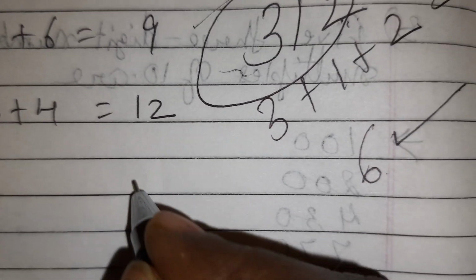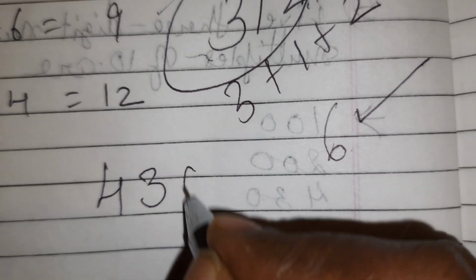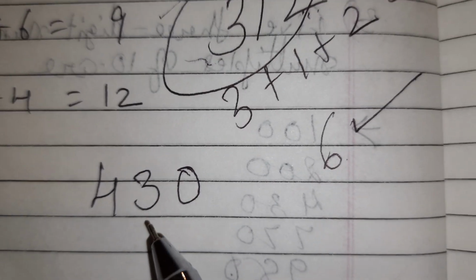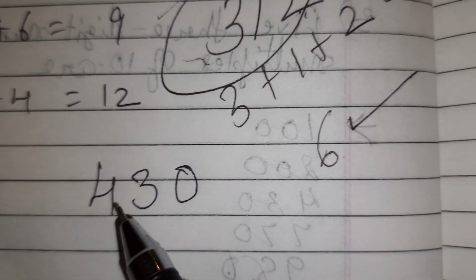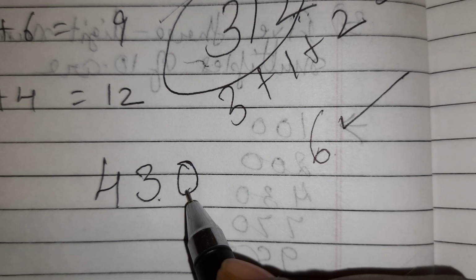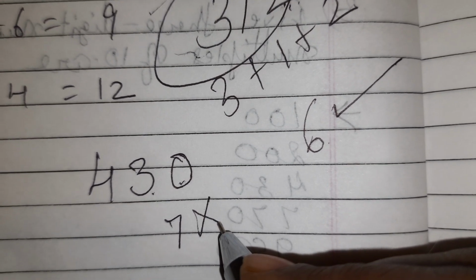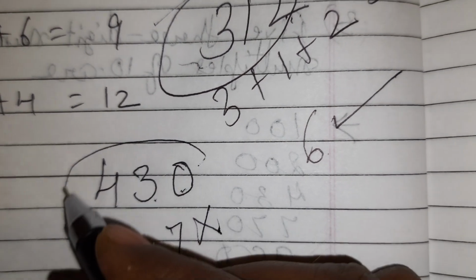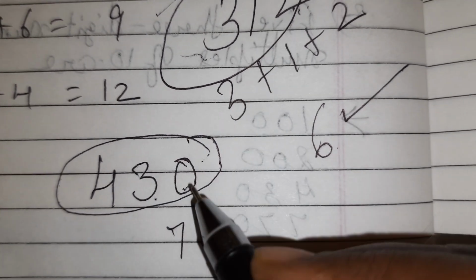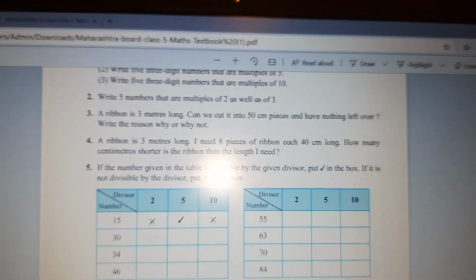For example, if I have a number 430, okay, 430 suppose, children. So see, 4 plus 3, how much? 4 plus 3, 5, 6, 7. 7 plus 0, 7. So 7 is not divisible by 3. Simple to understand. That means 430 is also not divisible by 3, children. So simple to understand that.